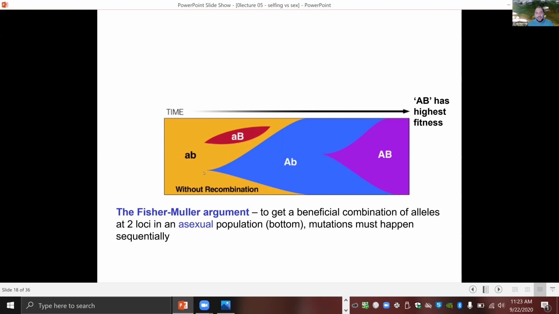Little a turns to big A in this segment of the population, but at this time slice right here, over time, you still don't have those two alleles together to get you maximized fitness. So you have to wait in this case for little b to mutate again to big B. So they have to be in sequence, right? Mutation A has to happen, and then mutation B has to happen.